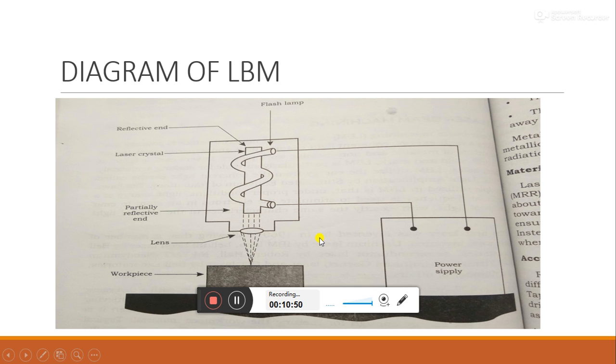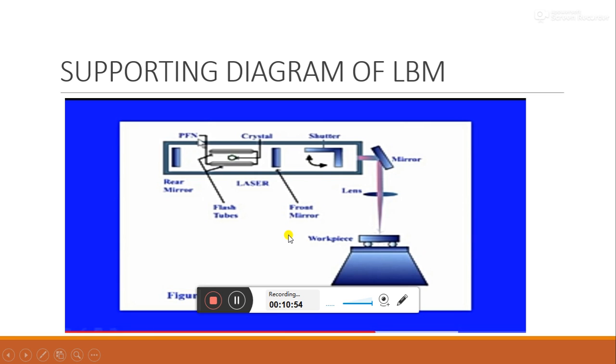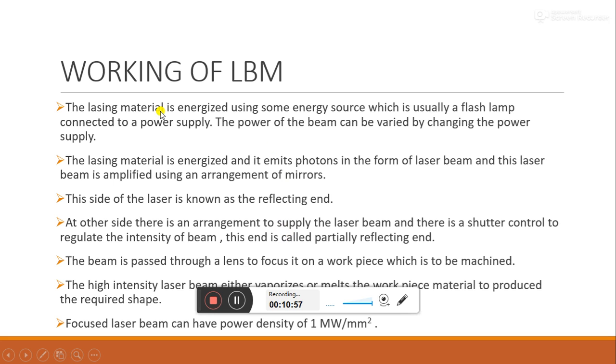Okay, so this is the working of laser beam machining. The laser material is energized using some energy source, which is usually a flash lamp connected to the power supply. The power of the beam can be varied by changing the power supply. The lasing material is energized. It emits photons in the form of a laser beam, and this laser beam is amplified using the arrangement of mirrors that we have seen. This side is called the reflecting end, that is written and that we have learned.